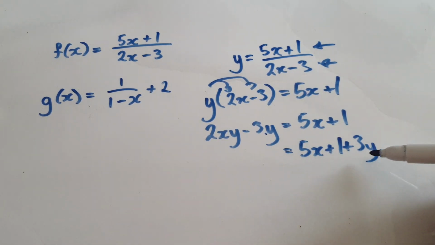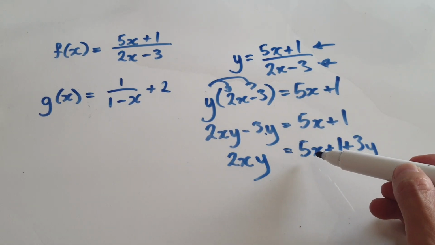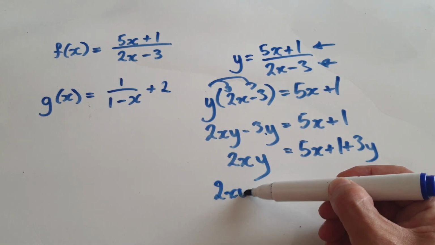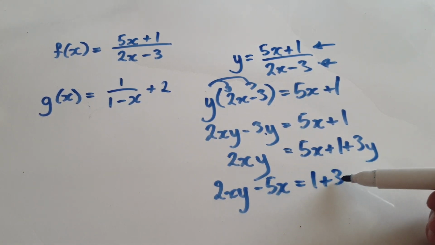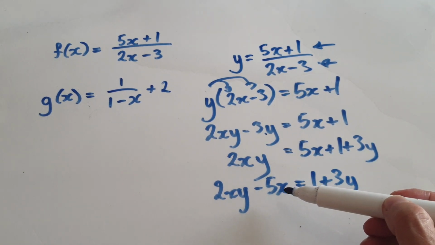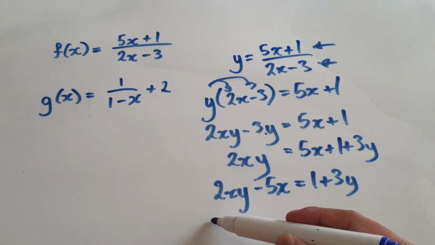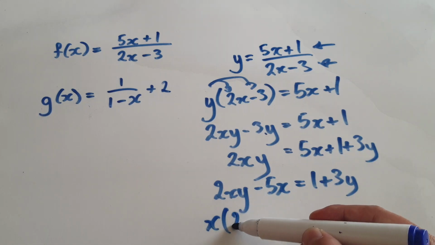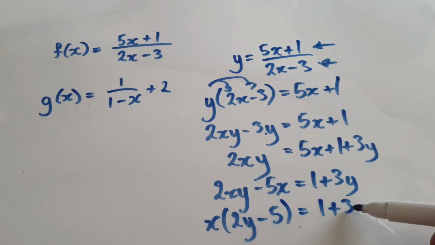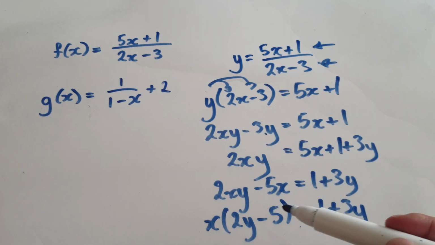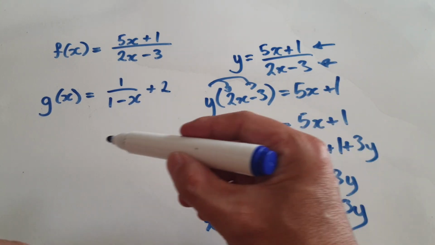Add 3y. This will then give us 2xy. Take away 5x, so that would then be, take away 5x equals 1 plus 3y. You want to make x a subject, factorize the x. That will then give us x bracket 2y minus 5 equals this thing here. And get x on its own, divide both sides by this thing here.